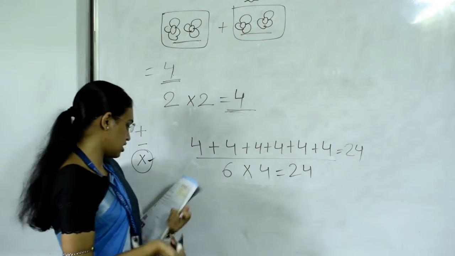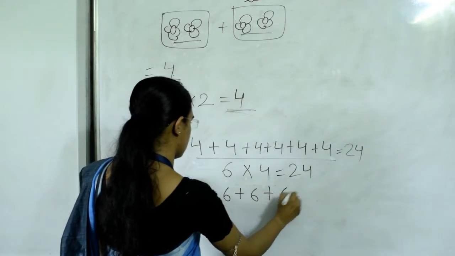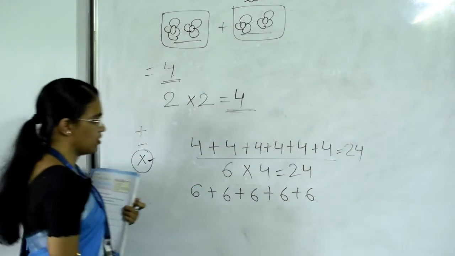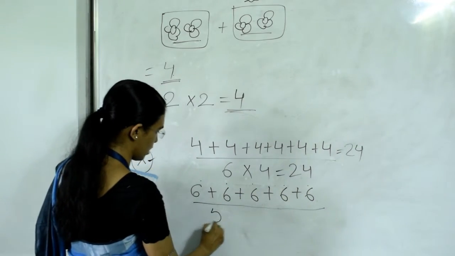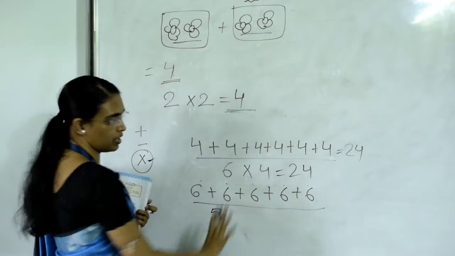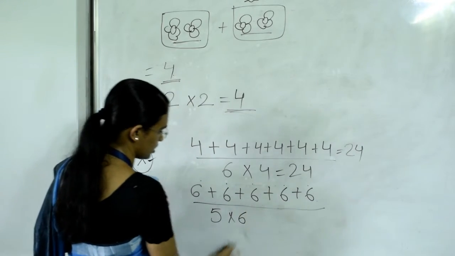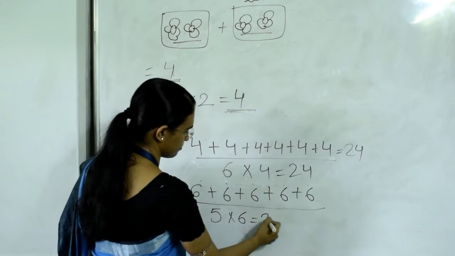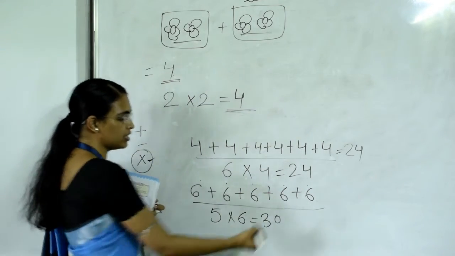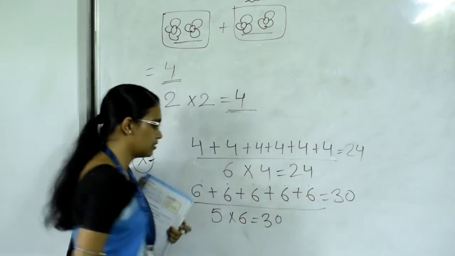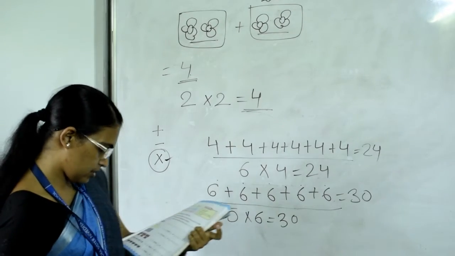Now the next question is 6 plus 6 plus 6 plus 6 plus 6. Okay, so how many times have I written 6? 1, 2, 3, 4, 5. 5 times, so write here 5. Then all the numbers are 6, so that's why we have done the repeated addition. So I have to write here 6. So 5 6s are 30. When you add all these 6s, you will get the answer 30. So in this way you have to do this sum. Complete the table, page number 83.